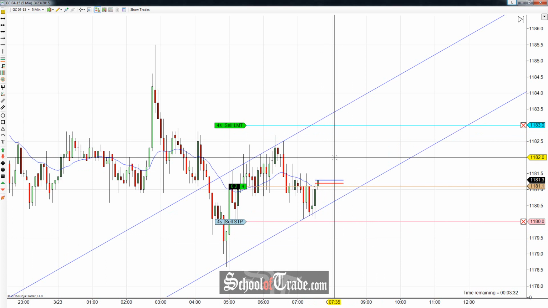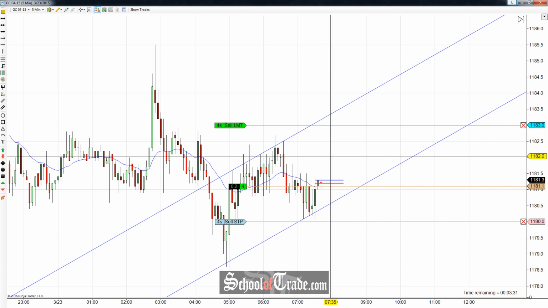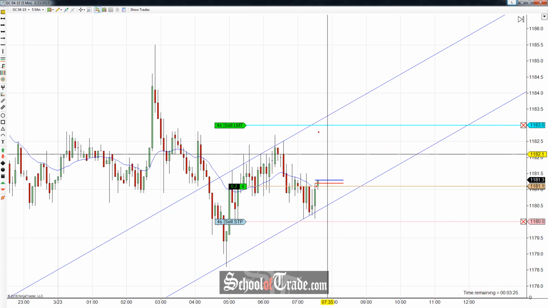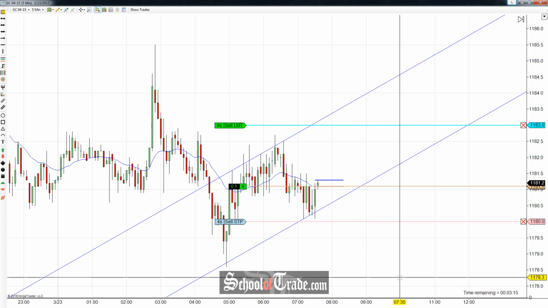Again, we're looking for price to revisit those channel highs, and that puts us around 19 ticks or so for right now. If it takes a while to get there, obviously the channel is rising, so it may be a little higher by the time we get there, but we're just looking for price to retest those channel highs at the moment. So we'll give this a little bit of time.